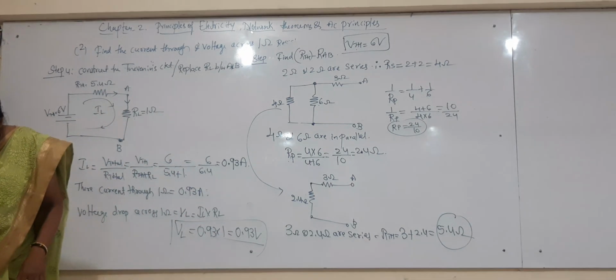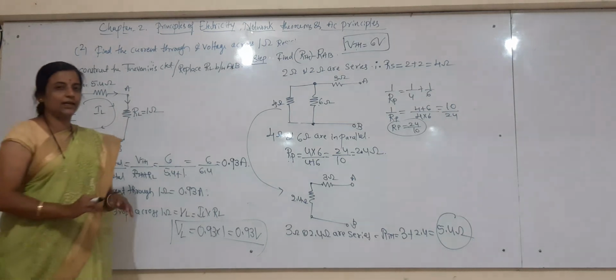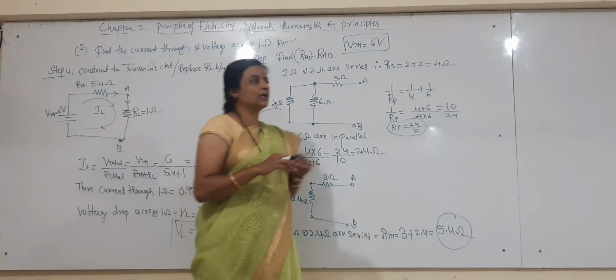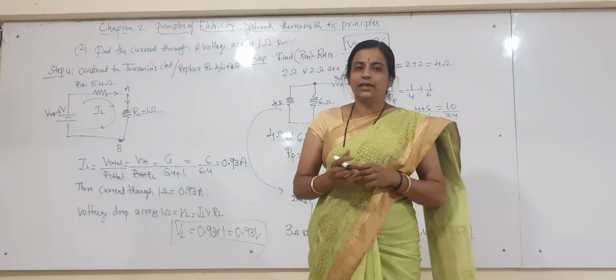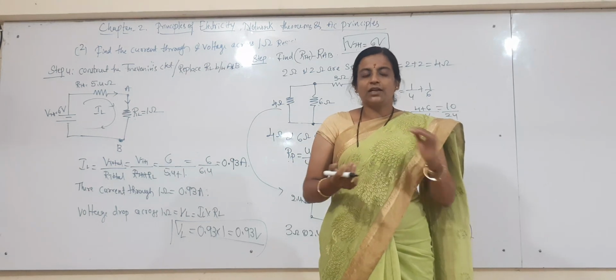So in this way we find the voltage drop as well as the current through any component or any branch in a complicated circuit using Thevenin's theorem.